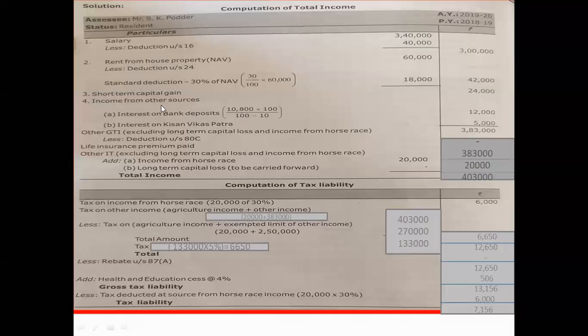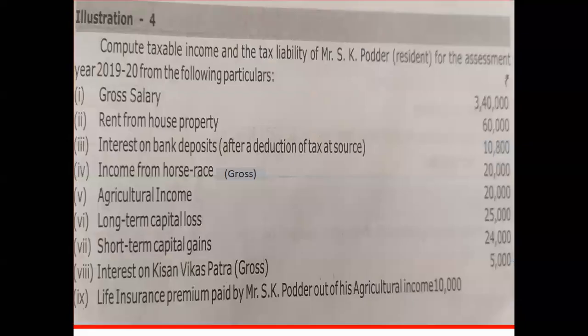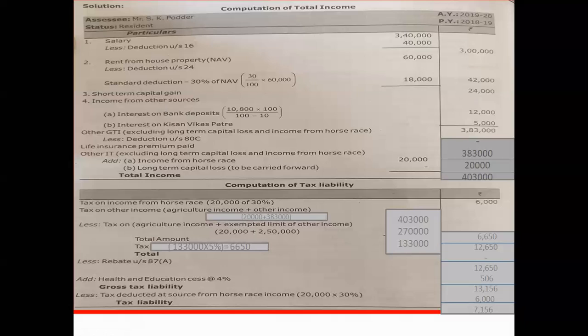Next, they have given the information regarding the income from other sources. Let's see what the income from other sources are. One, interest on bank deposits. They have given it after deduction of tax at source. TDS has been done, so we need to do the gross up. We can do the gross up using the formula: net interest into 100 divided by 100 minus tax rate. For the bank deposit interest, the tax rate is 10%. So 10,800 into 100 divided by 100 minus 10. We have done the gross up, and 12,000 is the income, that is interest on bank deposit.